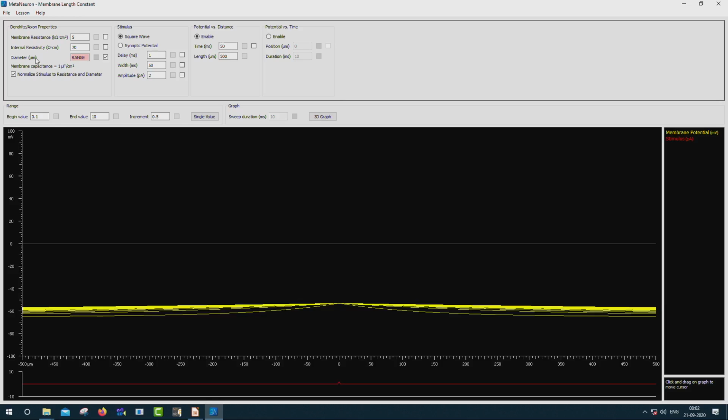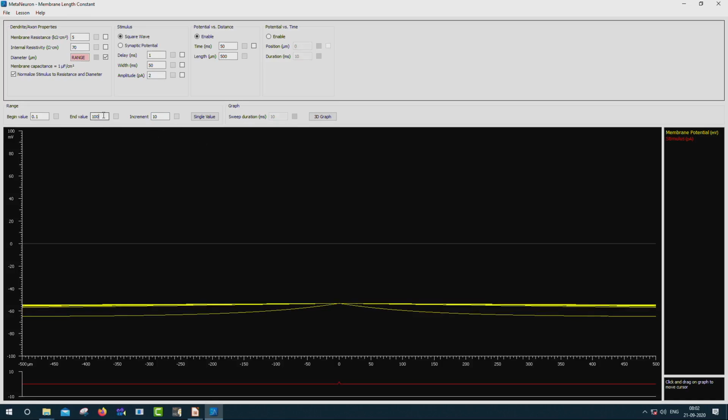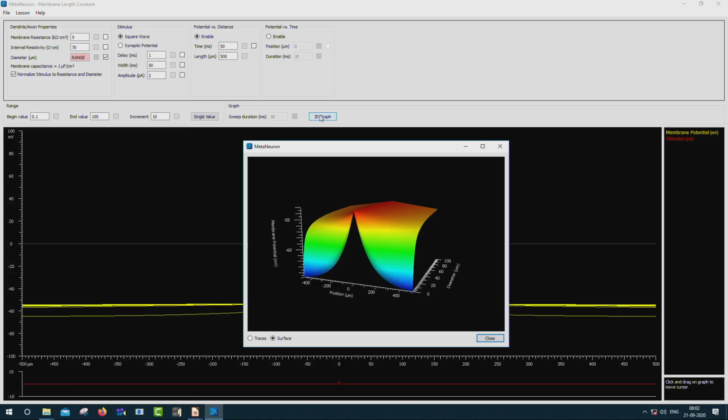So here we are changing the diameter. We have a range, begin value of diameter of 0.1 microns and it ends at 100. I'm sorry, at 10. I would like to make it 100 and make this 1. Or in fact make this 10. You have a 3D graph. It's better to have traces.